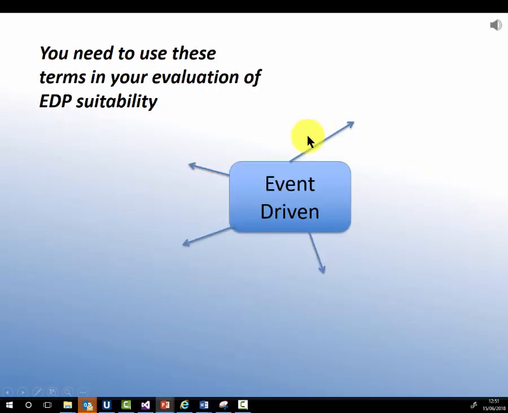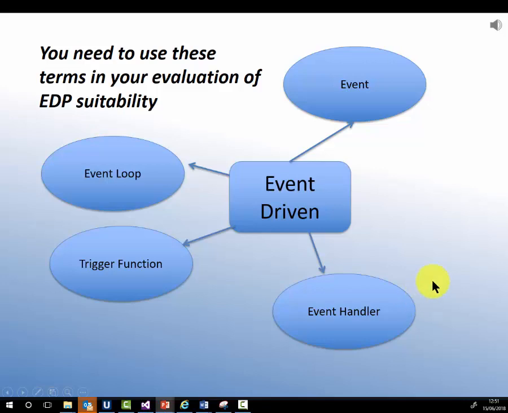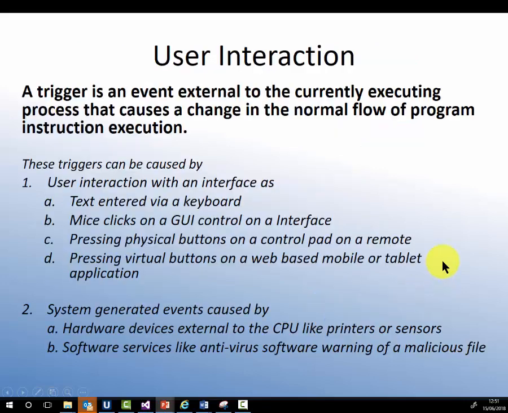So in order to explain EDP, we need to look at the following things: events, event loops, trigger functions, and event handlers. We need to understand how user interaction takes place. So a trigger is any kind of external event to the currently executing process that causes a change in the normal flow of the program instructions.